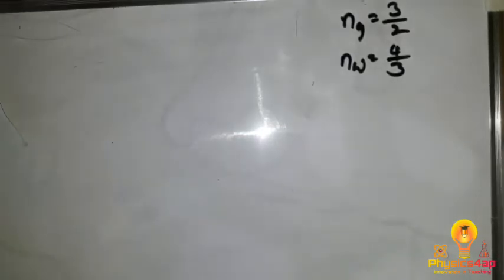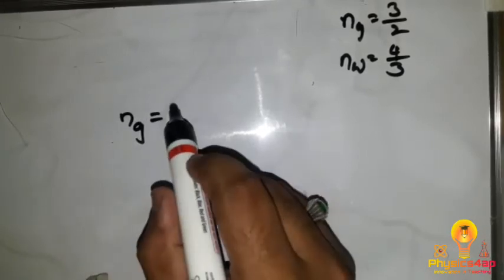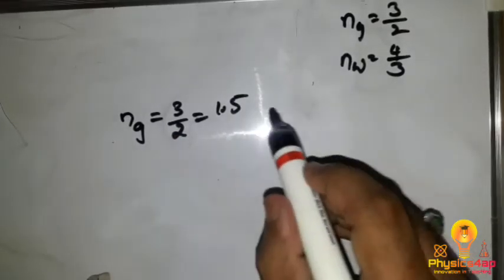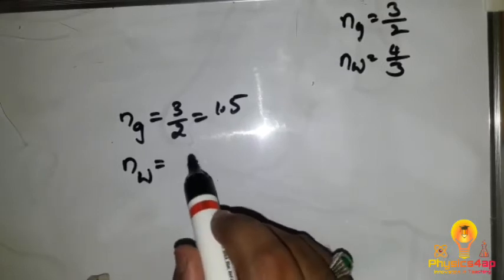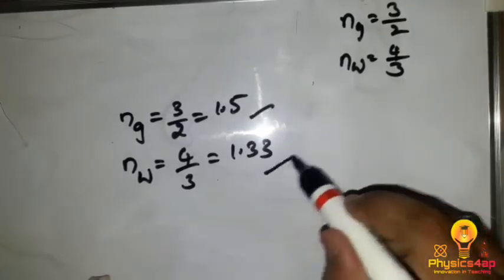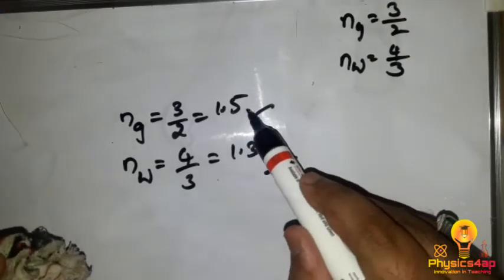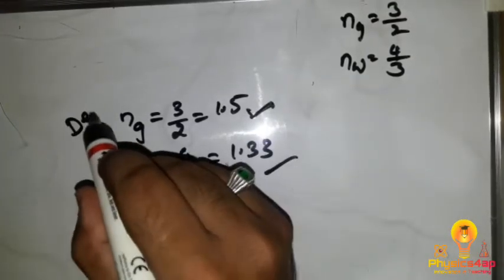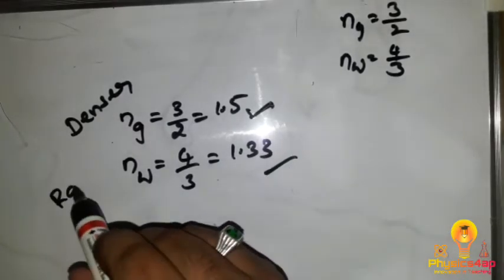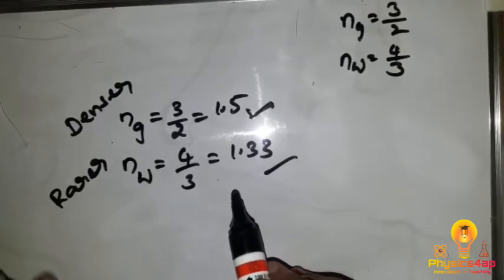Let us see. We have the refractive index of glass, that is 3 by 2, which can be taken as 1.5, and the refractive index of water, that is 4 by 3, which is 1.33. When you compare these two, which has the greater refractive index? The one with the greater refractive index is called the denser medium, and the one with the lower refractive index is called the rarer medium. Is it clear how to find the denser medium?